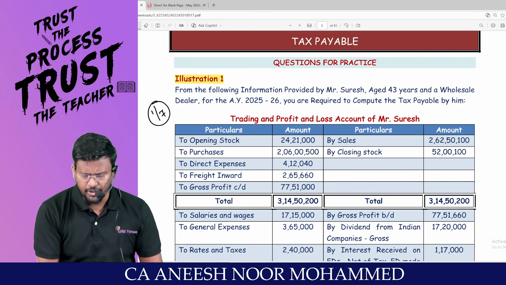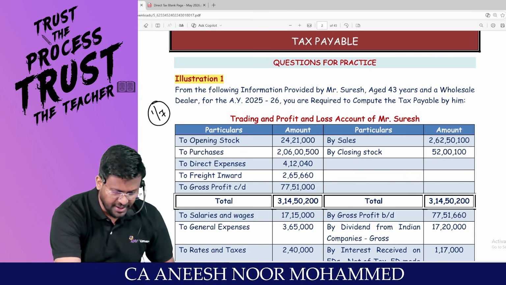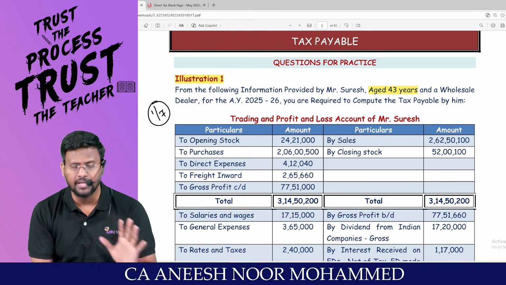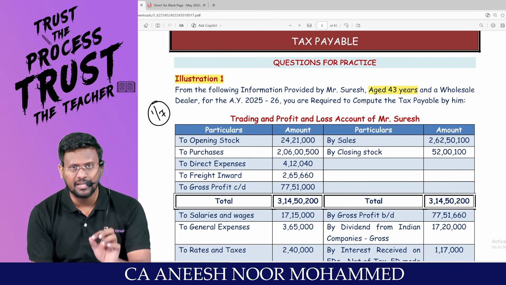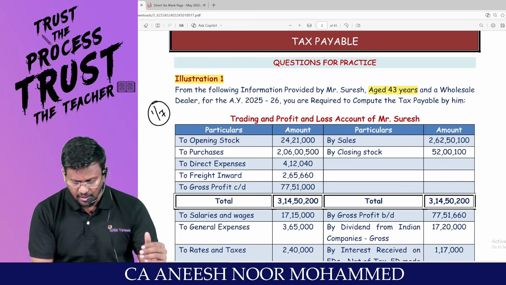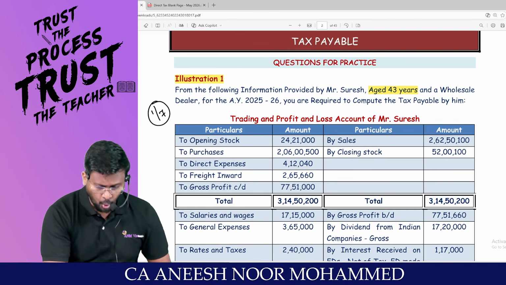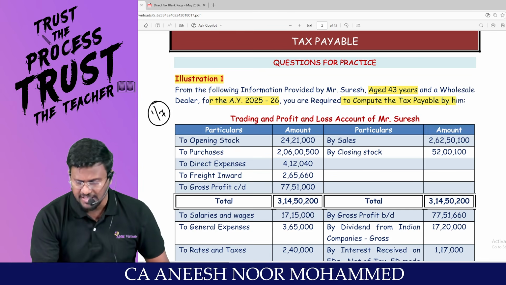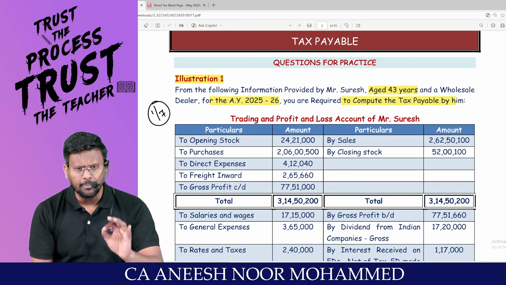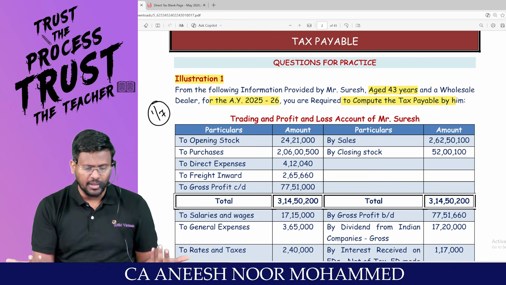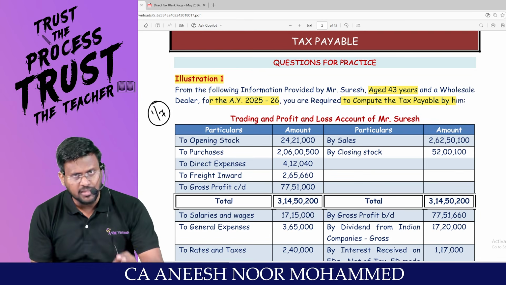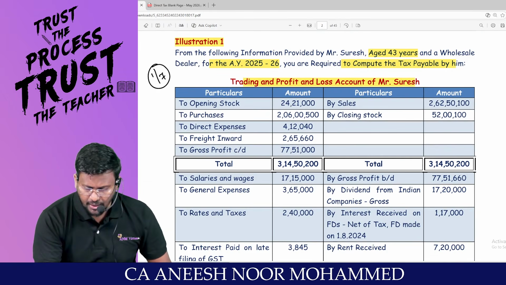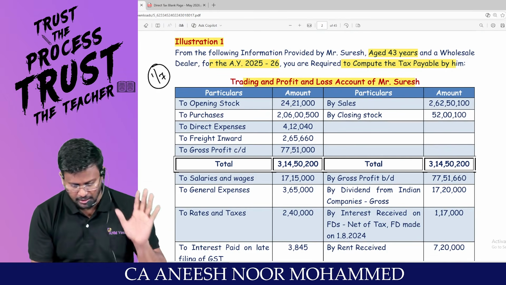From the following information provided by Mr. Suresh, aged 43 years. Always when you are reading the question, please mark the age to determine whether that person is a normal person, senior citizen or super senior citizen. He is a wholesale dealer for the assessment year 25-26, and you are required to compute the tax payable by him. Without computing the total income, we can't compute the tax payable. That means first we are supposed to compute the total income. For that only, the trading P&L account of Mr. Suresh has been given in the question.